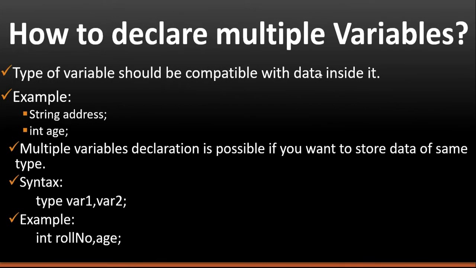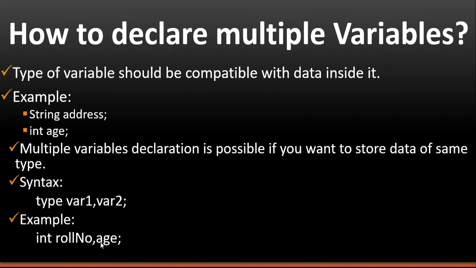Next is how to declare multiple variables. If you want to declare variables of the same type, then you can use a syntax like this: type variable1, comma, variable2, and so on. For example, age and roll number are of type integer. So I may declare the variables like int rollNumber, comma, age, and semicolon. Similarly, if you have more variables, you can provide a comma and declare the variable. So multiple declaration is also possible in Java.